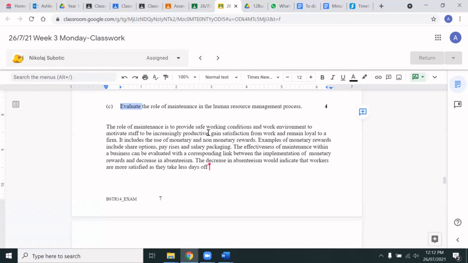So it says evaluate the role of maintenance in the HR management process. Well, what is maintenance?